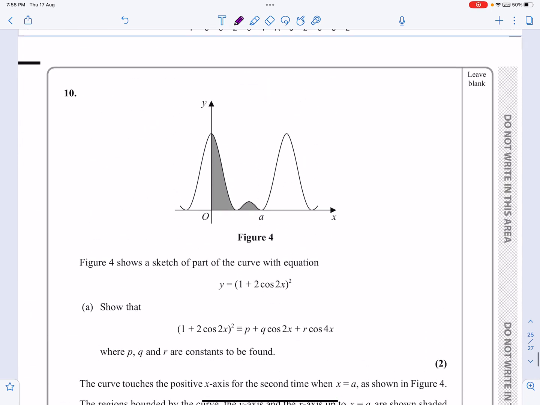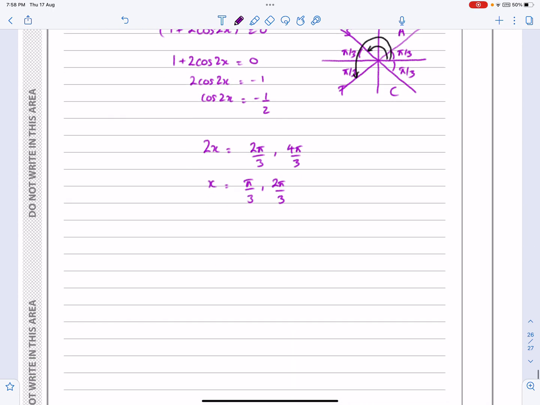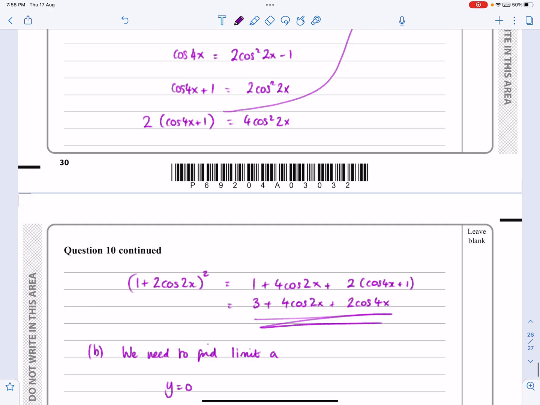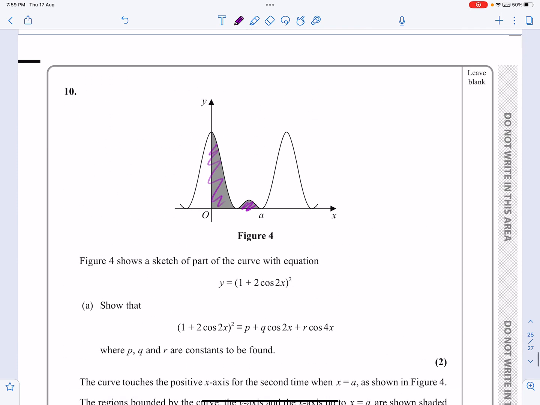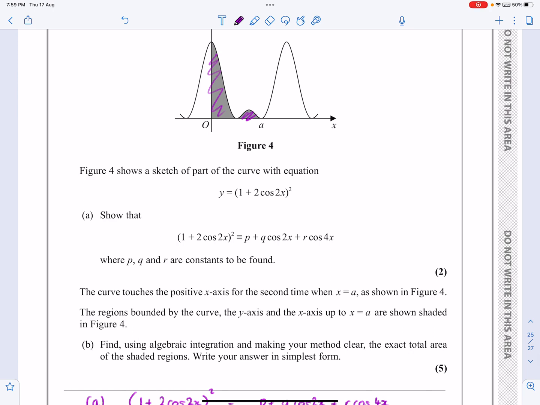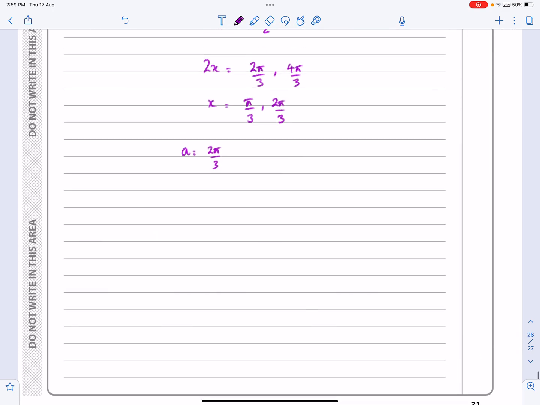So if we go back to our diagram then, that value there is pi over 3, but we want this value here, a, as being 2 pi over 3. So I can say a is equal to 2 pi over 3. And then what do I want now? If I want this area here, it's simply the area under the curve from 0 to a. So it's the integral of y dx. Let's just say that then.